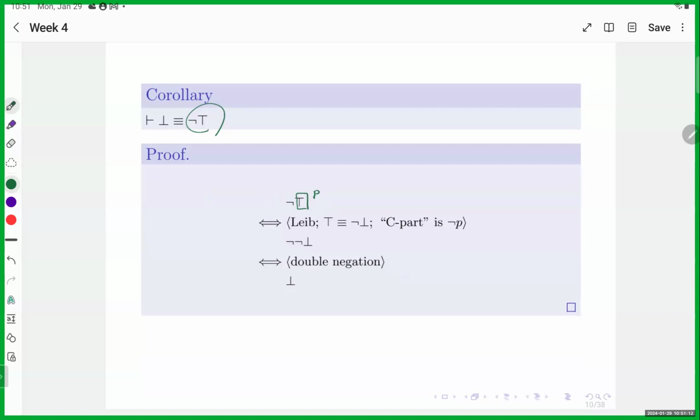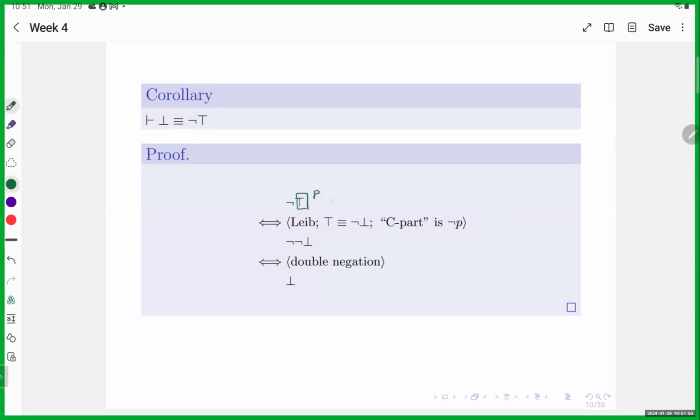and use Leibniz for the theorem that we just proved, that top is equivalent to negation of bottom, where the C part is negation of P. Obviously P is fresh, but P doesn't have to be declared fresh here because any P is fresh. The reason I didn't write "P is fresh" is that there is no A or B, no formulas, no variables here. So it would be redundant to say P is fresh.